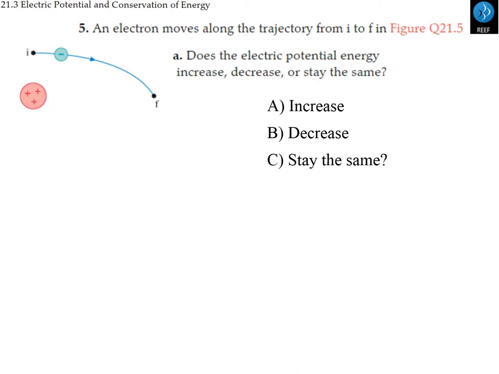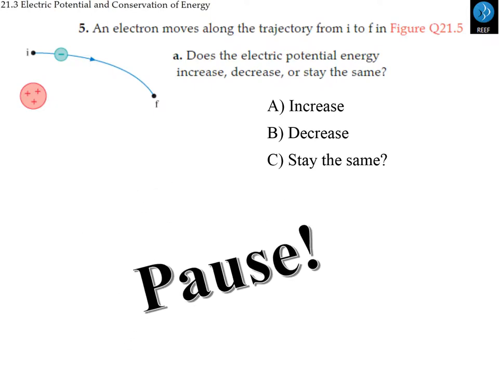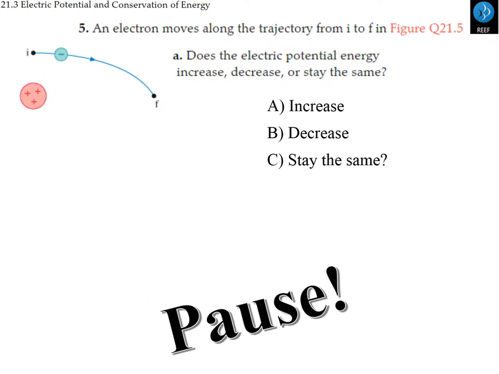Another question, question number 5. If an electron moves along the trajectory from point I to point F, what happens to the electric potential energy? Does it increase, decrease, or stay the same as it goes from here to there, following this trajectory? Look at the fact that this is negative. So pause, think, and answer.